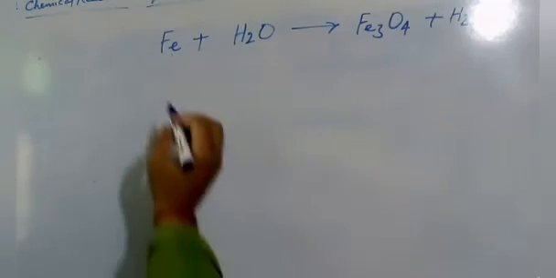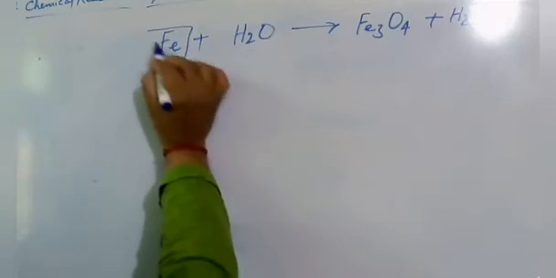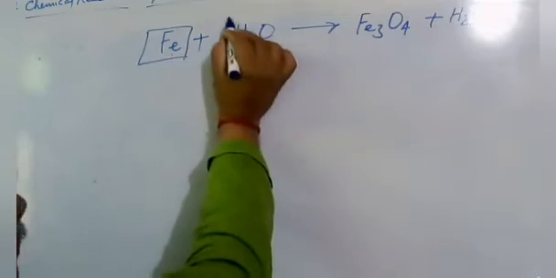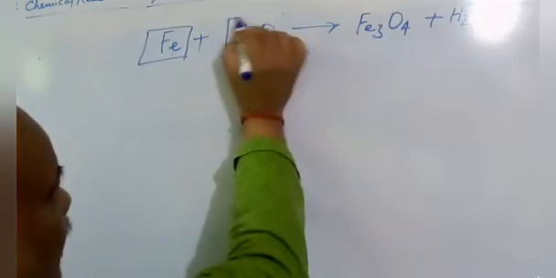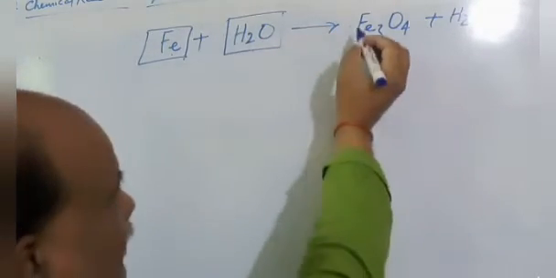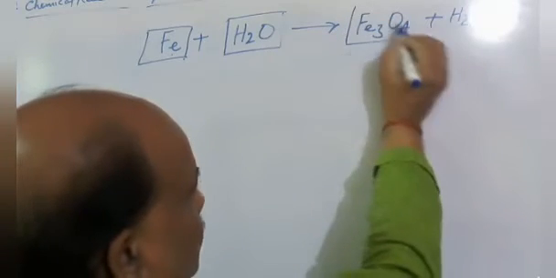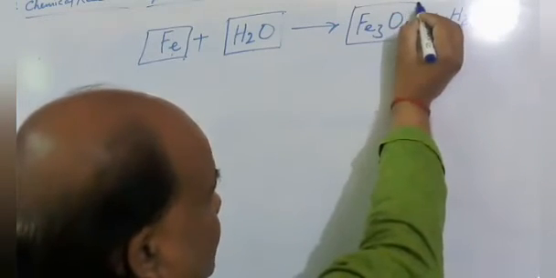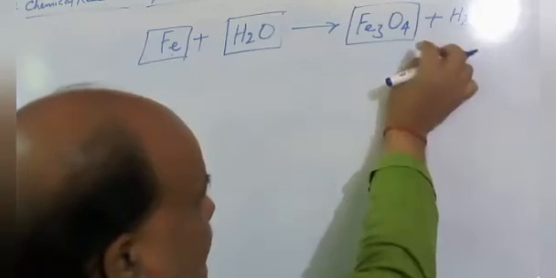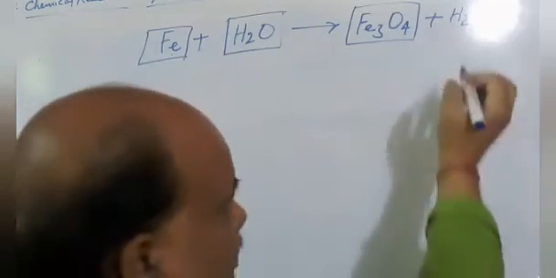First of all, we should draw boxes around each formula and symbol of all the reactants and products. By drawing these boxes, we cannot change anything inside the boxes.